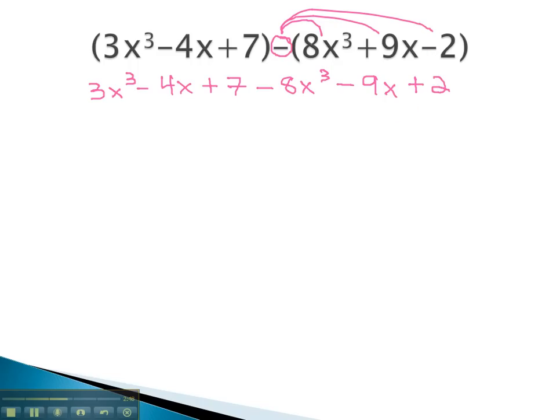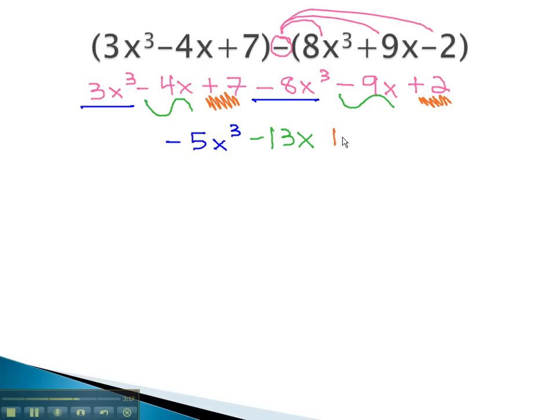Now, it works like an addition problem where we combine like terms. 3x cubed is like the negative 8x cubed, giving us negative 5x cubed. Next, we have the negative 4x, which is like the negative 9x. Negative 4 and negative 9 is negative 13x. Finally, 7 plus 2 gives us a positive 9. And this becomes our solution as we subtract the two polynomials.